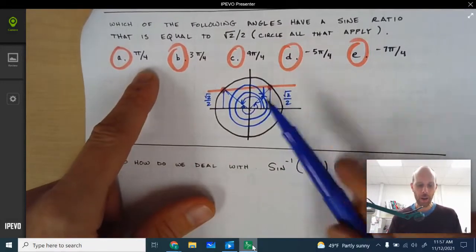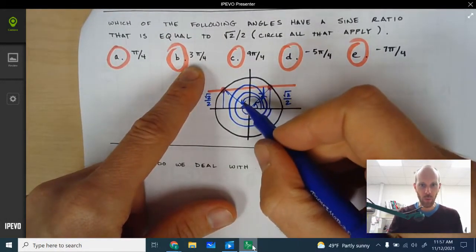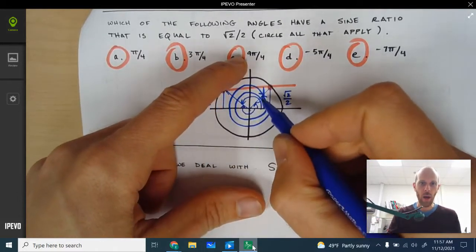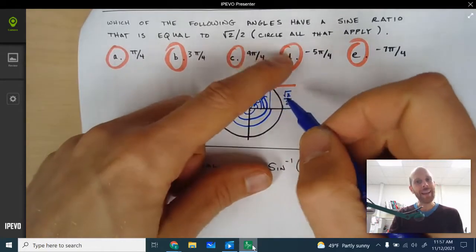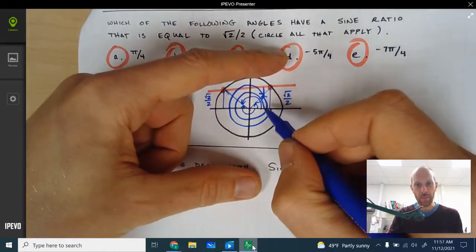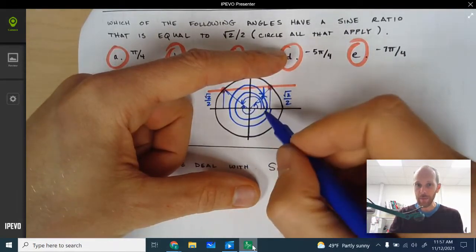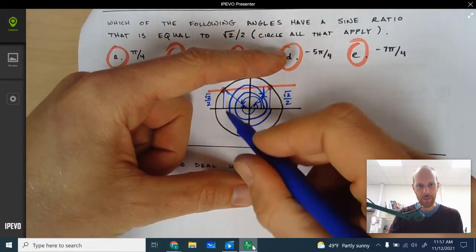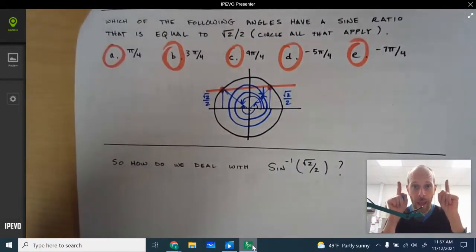Pi over 4 is this. 3 pi over 4 is this. 9 pi over 4 is go all the way around and a little bit more. Negative 5 pi over 4 is back it up to here. And negative 7 pi over 4 is, you guessed it, back it up just a little bit further until you get to there. So the moral of the story, every single one of these angles has the same sine ratio of roots of 2 over 2.